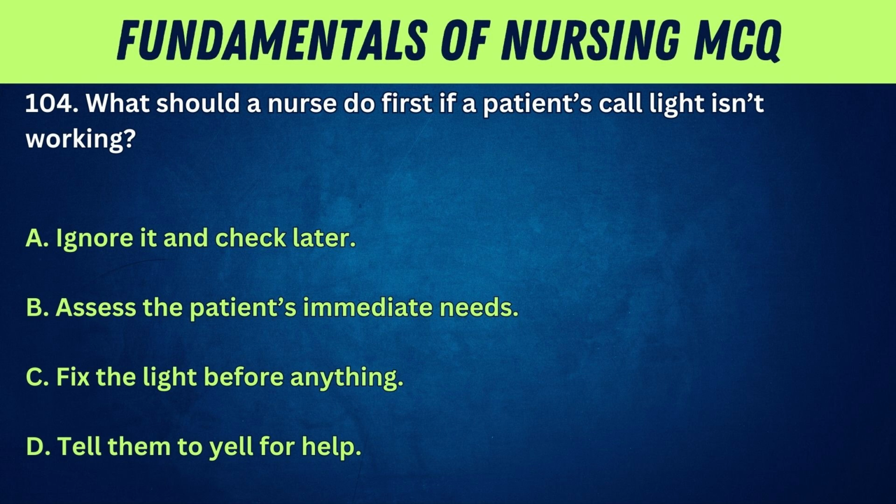104. What should a nurse do first if a patient's call light isn't working? A. Ignore it and check later. B. Assess the patient's immediate needs. C. Fix the light before anything. D. Tell them to yell for help.